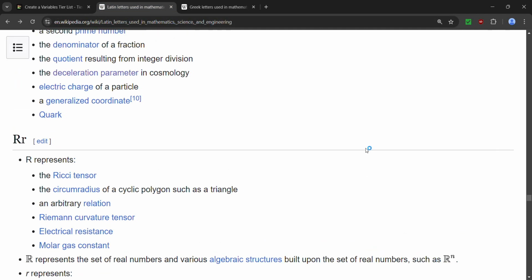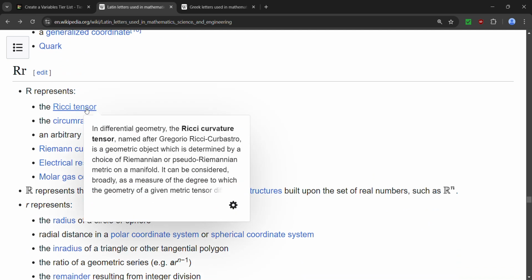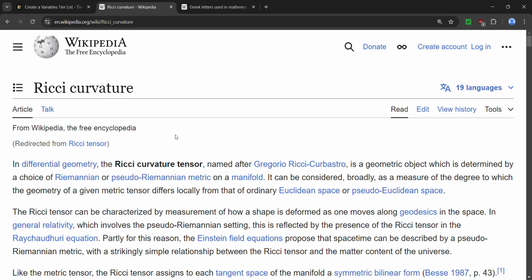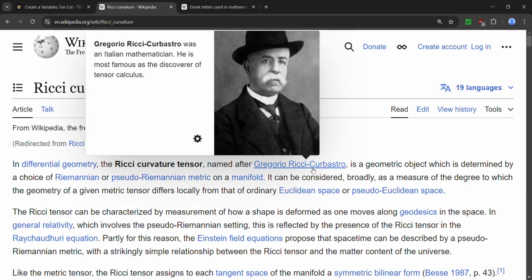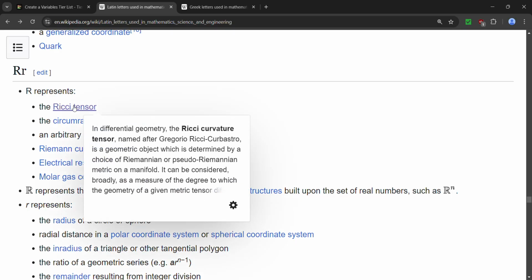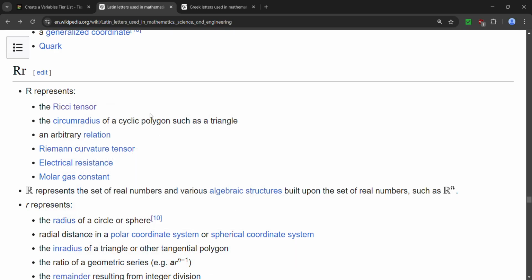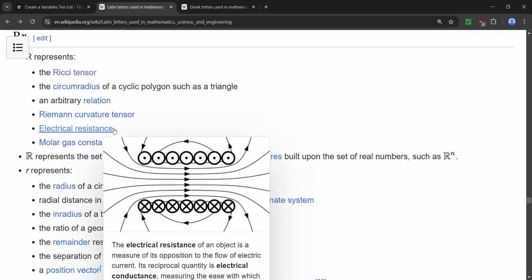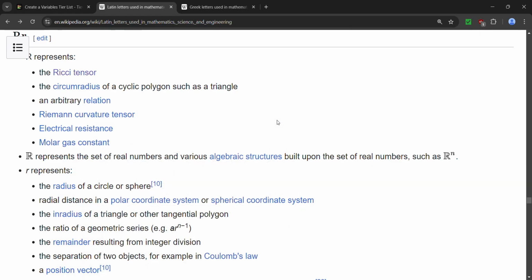Okay, let's look at R. The Ricci tensor. Ricci? Looks like Ricci. I don't know. Yeah, Ricci. He's Italian. Okay. Anyway, I have no clue what that is. The gas constant, sure. And resistance, electrical resistance. Okay. Radius. Yeah, that's pretty important.